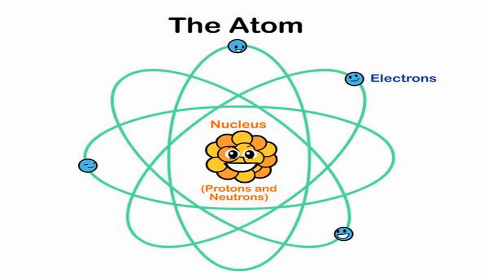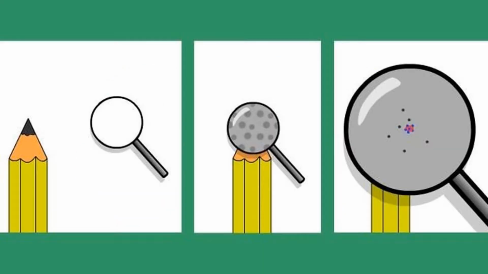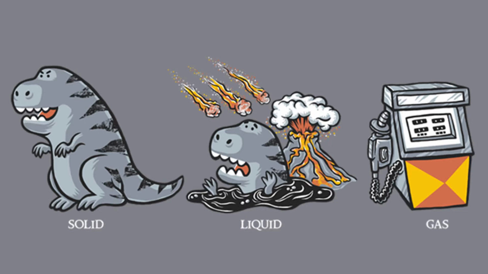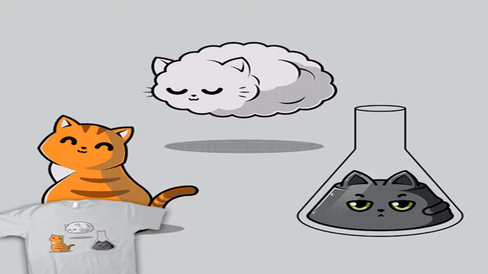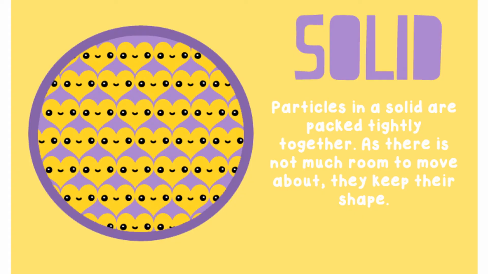All matter is made up of atoms, which are in turn made up of protons, neutrons, and electrons. Atoms come together to form molecules, which are the building blocks for all types of matter. The three states of matter are the three distinct physical forms that matter can take in most environments, that is, solid, liquid, and gas.